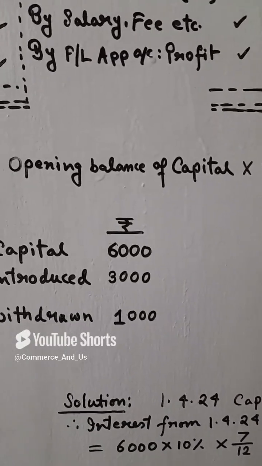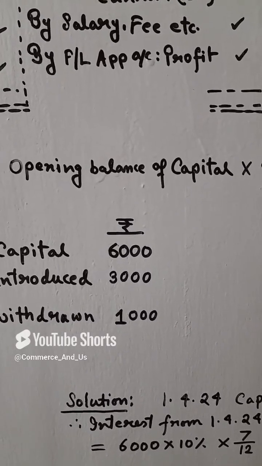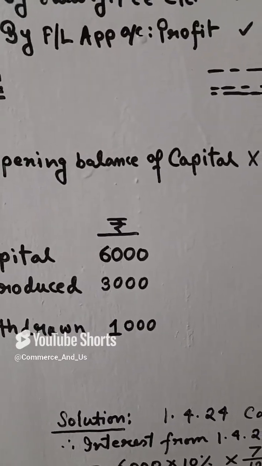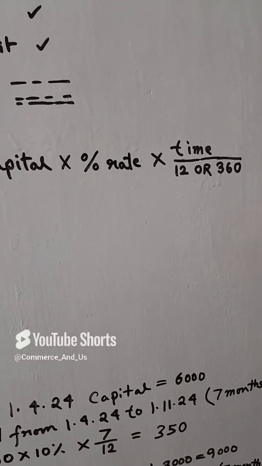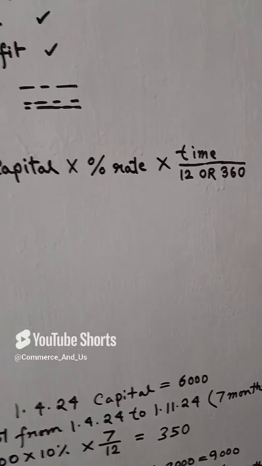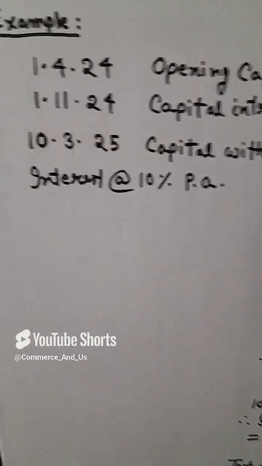Okay, so how is it calculated? Always remember, interest is always calculated on the opening balance of capital multiplied by the percentage given, and time by 12 months or 360 days. Let me show you an example.